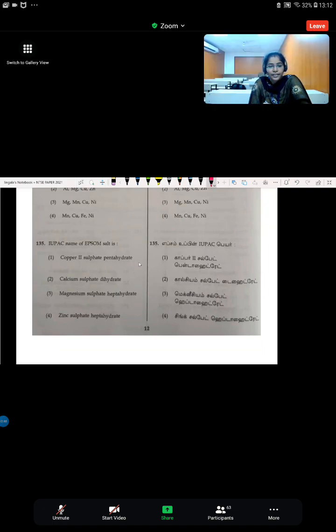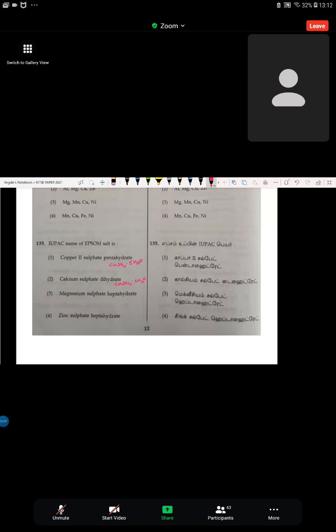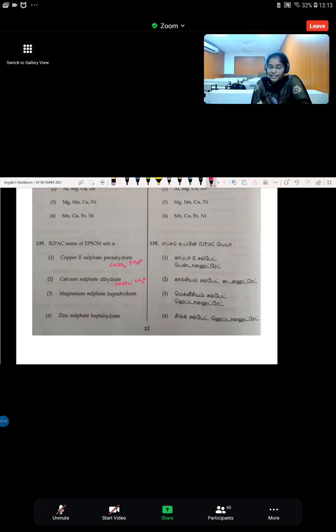So this is hydrous and anhydrous salts we learned. All are given as hydrous salts. Copper sulfate pentahydrate is blue vitriol, which is CuSO4.5H2O. And calcium sulfate dihydrate. What is calcium sulfate dihydrate? Tell me. Plaster of Paris. No, gypsum. Plaster of Paris is half H2O. This is 2H2O. Magnesium sulfate heptahydrate.